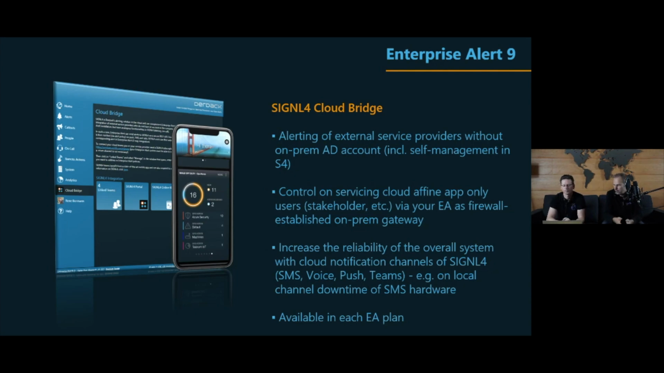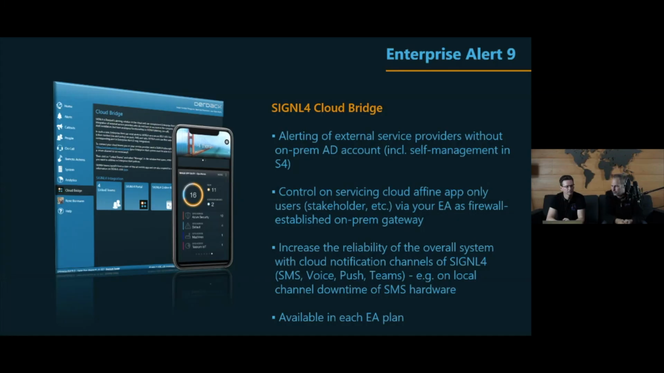But with the new Cloud Bridge, you could actually onboard these folks in Signal 4, then import that team into your EA database, so to say, and then address these guys and send notifications and alerts to these external users, and they can act and respond, which is also synchronized back to the original Enterprise Alert alerts. So that's pretty cool.